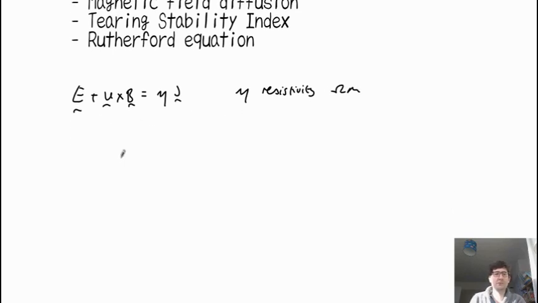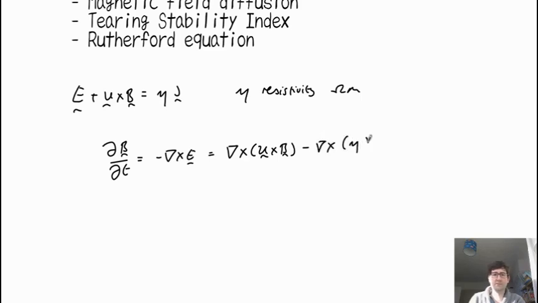If you now put this into the equation for the magnetic field, so you have dB by dt is minus curl of E. And just substituting this into here, in ideal MHD this became curl of U cross B. Now it becomes curl of U cross B, which is the ideal MHD part, plus an extra bit, which is this minus curl of eta J. And so this is the new part from resistive MHD.